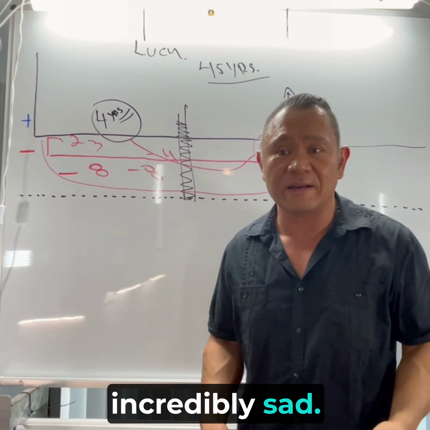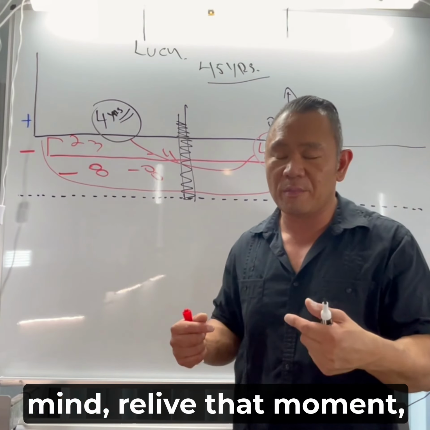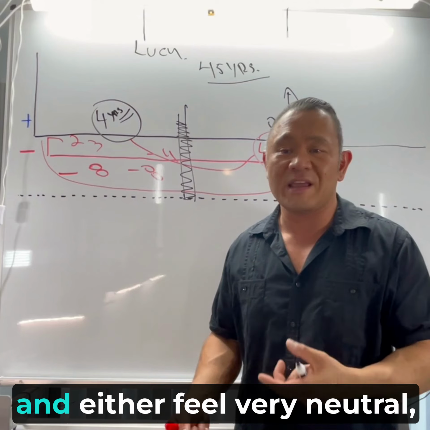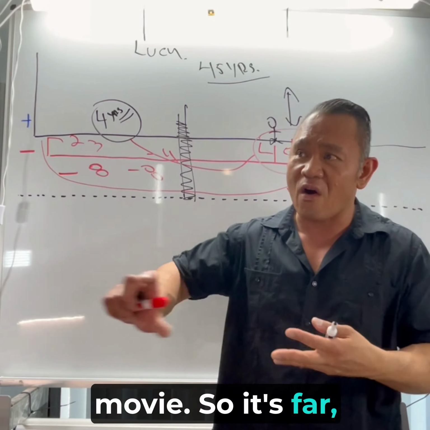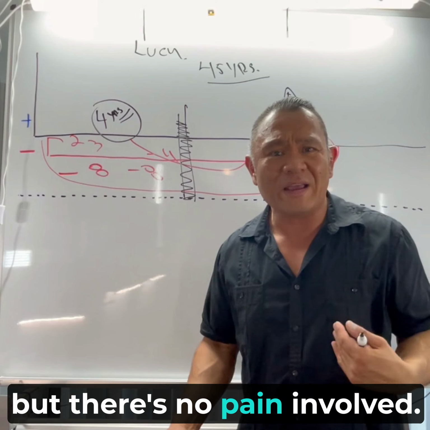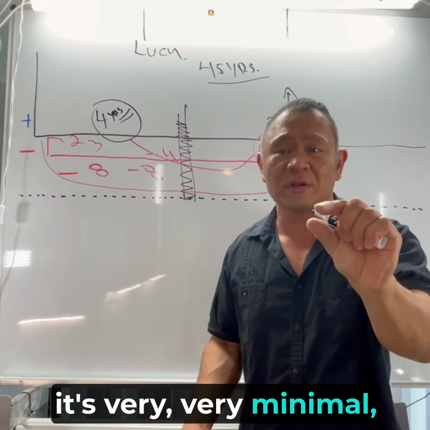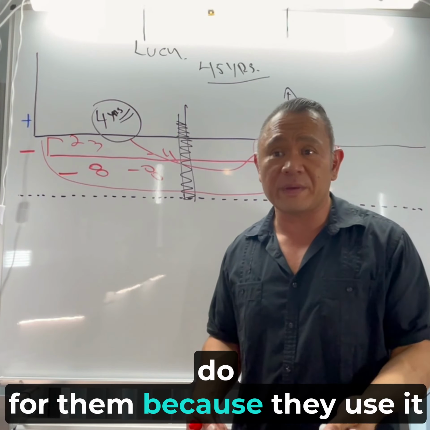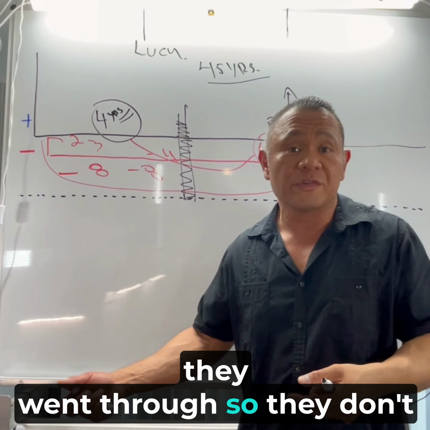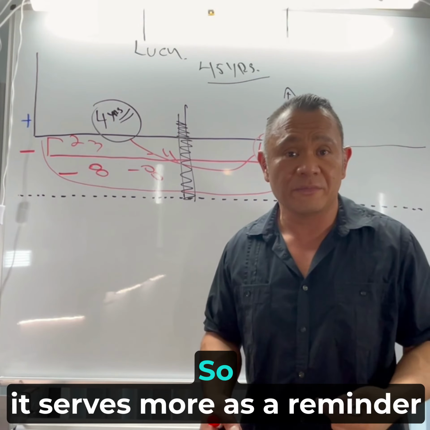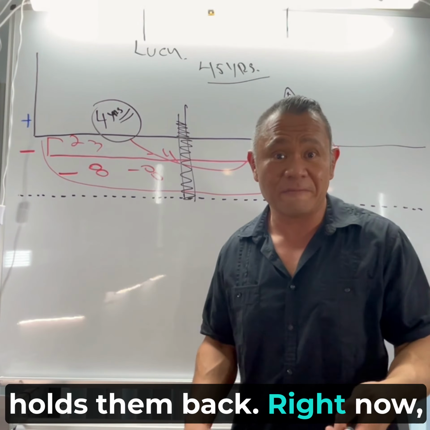where it made her incredibly sad. But instead of reliving those feelings, Lucy could just go back in her mind, relive that moment, and either feel very neutral, like watching a black and white movie. So it's far, it's distant, it's there, but there's no pain involved. Or if there is some discomfort, it's very, very minimal, which a lot of people ask us to do for them because they use it as a way to remind them of what they went through so they don't repeat that mistake again. So it serves more as a reminder than a jailer or something that holds them back, right?